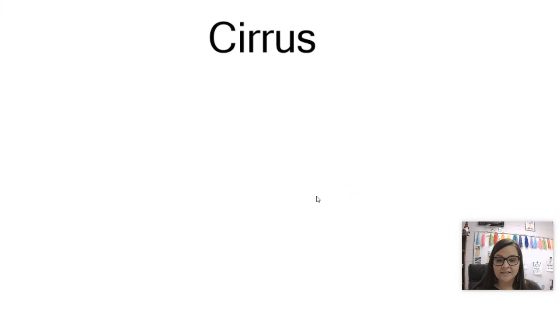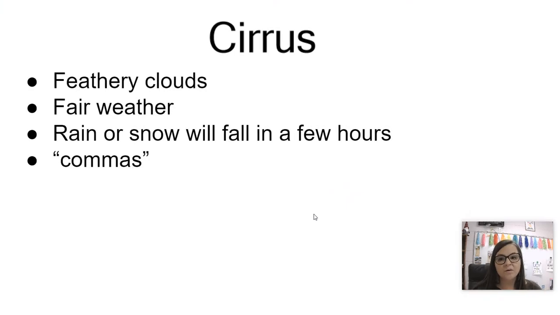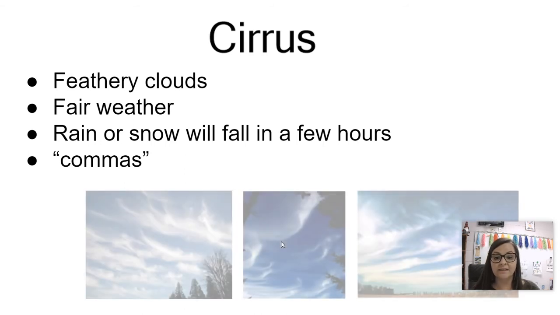Now, cloud types. Cirrus clouds. Remember, those are wispy curls. They're feather-like clouds. We usually have fair weather when there are cirrus clouds. Rain or snow will fall in a few hours is what they often indicate, and they look like commas in the air.